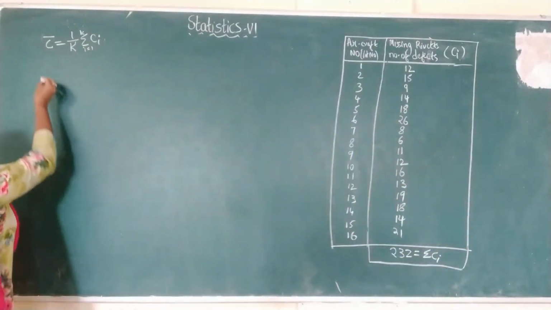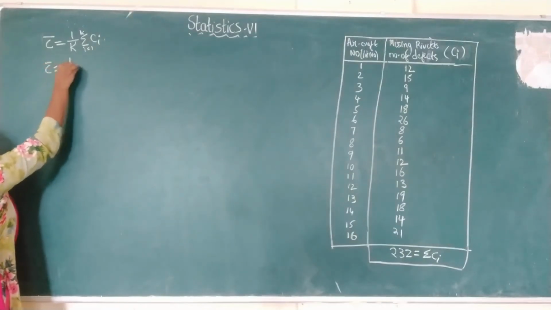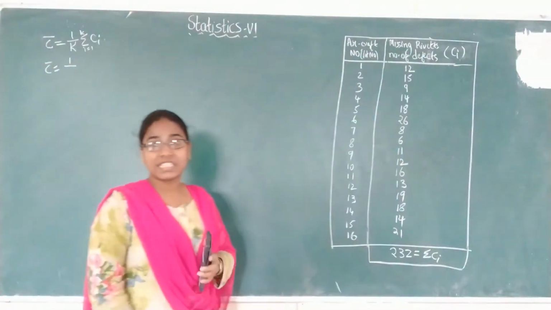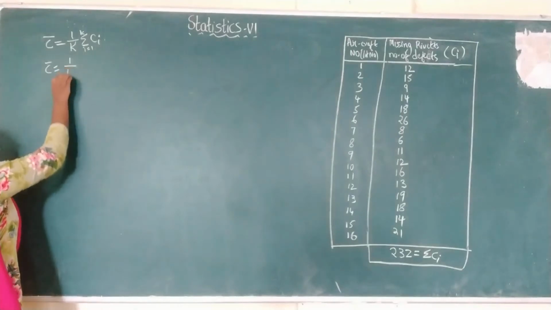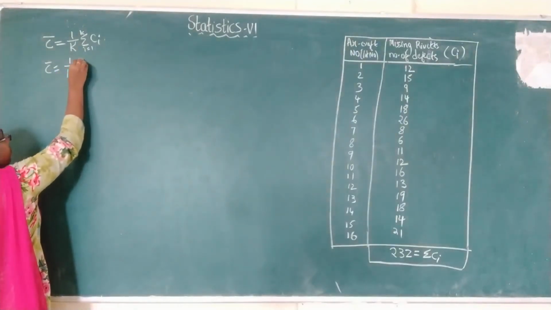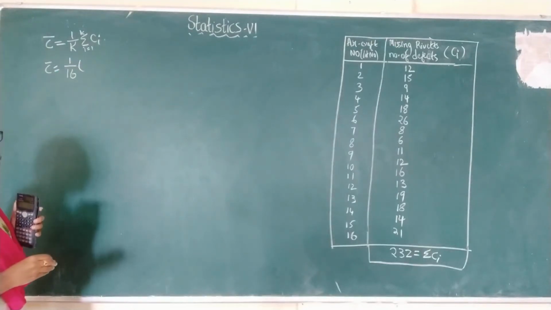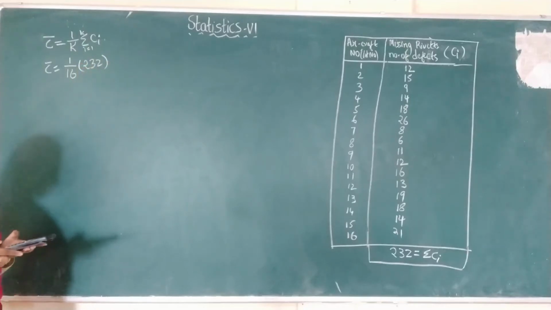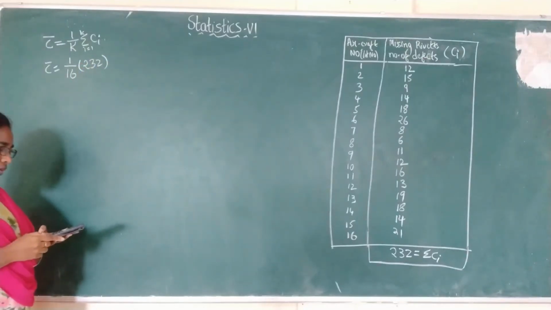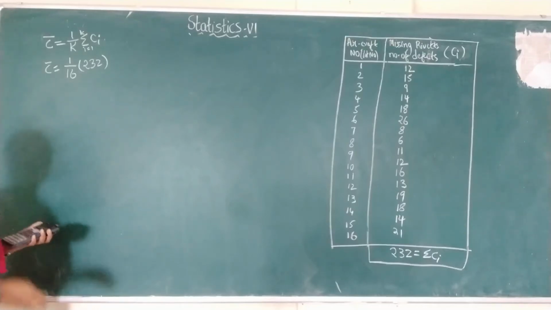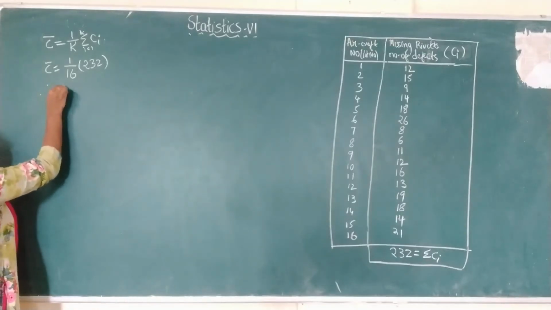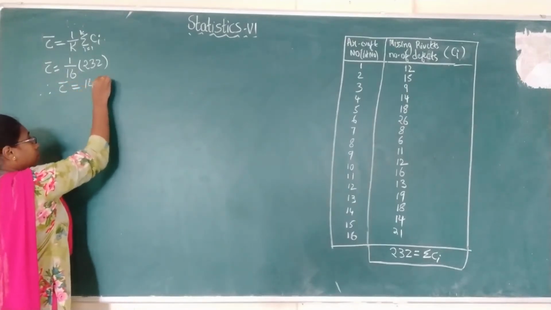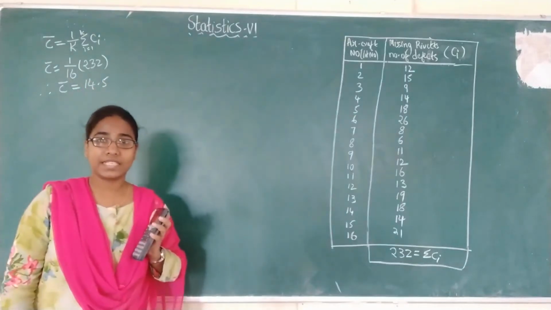Now substitute it in C bar. C bar equals 1 by K. Total how many samples, that is how many aircrafts are given? 16 aircrafts. So 1 by 16 into the summation Ci value, which is 232. So C bar equals 232 divided by 16. You will be getting the C bar value as 14.5. So now we have calculated the C bar value.